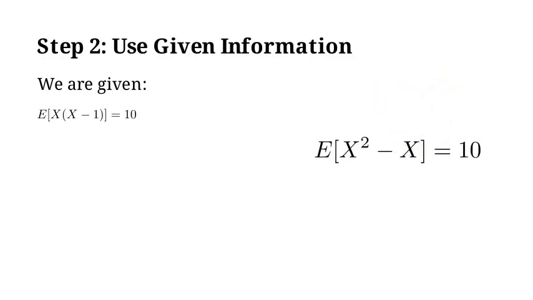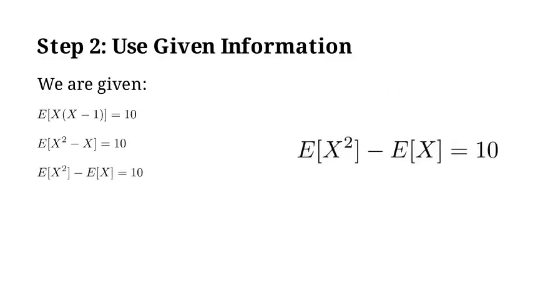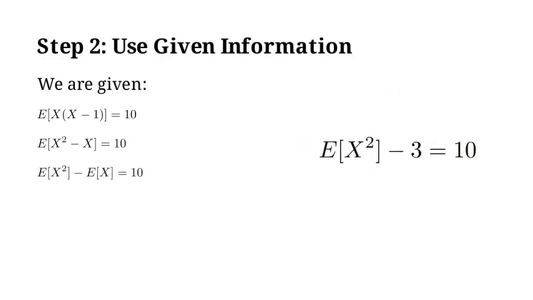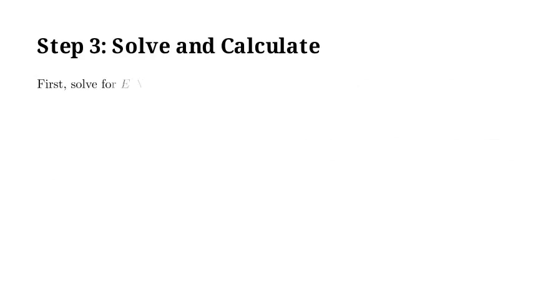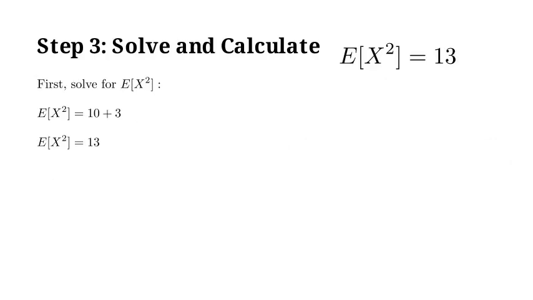E[x(x-1)] equals 10. Let's expand the expression inside the expectation. x times (x-1) becomes x squared minus x. Because expectation is linear, we can split this into E[x squared] minus E[x], and since we know E[x] is 3, we can substitute it right in. Now we have a simple equation. To solve for E[x squared], we just add 3 to both sides. This gives us E[x squared] equals 13. We found our missing piece.